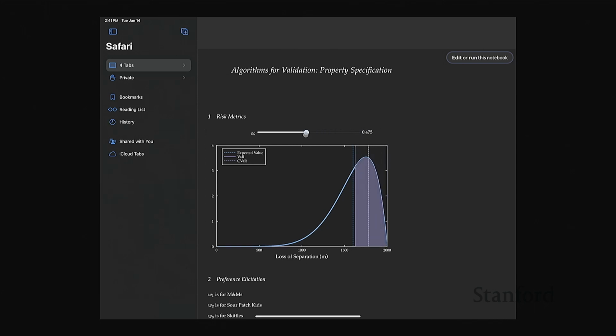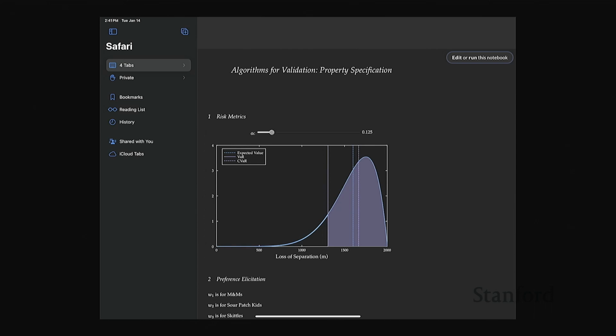As alpha approaches 0, the VAR is going to move all the way to the left of the distribution. Can anyone guess what the CVAR is going to be when alpha is 0? Expectation. Yeah, the expectation. Because when alpha is 0, we're considering all possible values of the distribution. We're starting at the 0 quantile and looking at 100% of the values of the distribution. And so now we're taking the expectation of all values, which is just the expectation of the distribution.